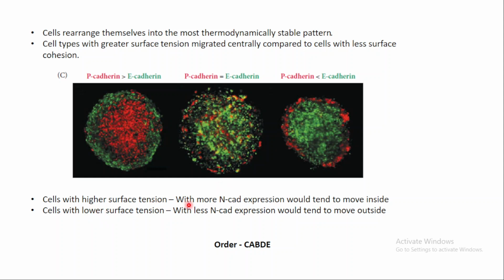So cells with higher surface tension, with more NCAD expression, would tend to move inside. Cells with lower surface tension, with less NCAD expression, would tend to move outside. That's why we have the answer. Our order is C, A, B, D, E, where C was the lowest and E was the highest NCAD expression.